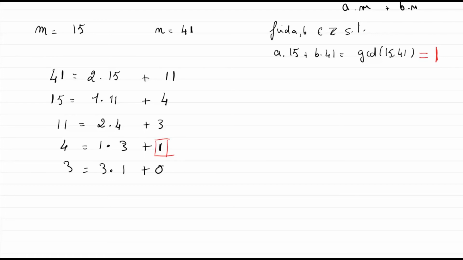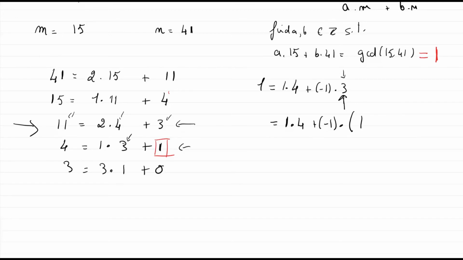Okay, good. So I start with the last step, which tells me that 1 can be written as 1 times 4 plus negative 1 times 3. The 3 here is this one here. And this, on the line above, was a remainder. So when I use the line above, I can get rid of this 3 and write it as a combination of 4 and 11. So I write 1 equals 1 times 4 plus negative 1 times, instead of 3, I use this line, 11 minus 2 times 4.